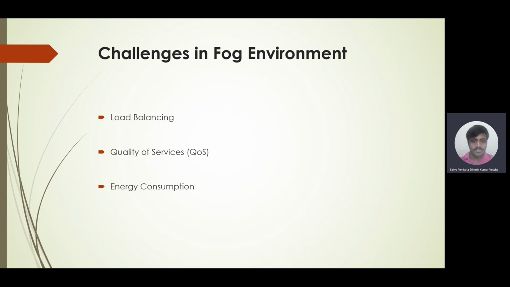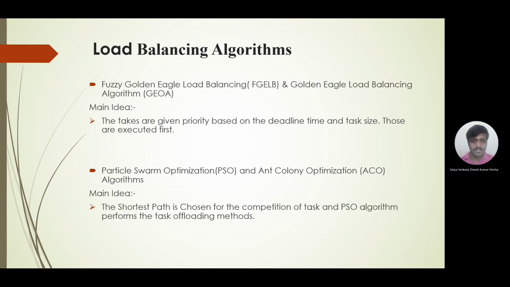are the most researched areas in the fog environment. Quality of services has several parameters which come into it, which means they want to use fewer resources and provide better services, like latency, delay, bandwidth, network, and energy consumption. And load balancing algorithms have been designed by many people. There are many load balancing algorithms, and many suggestions have been made by researchers.